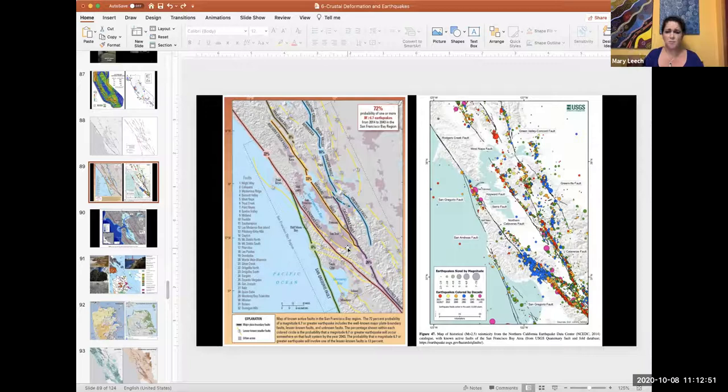So if we were to look at the total, you're estimating the motion on these plates in Lab 5B. That motion is divided up across all of these faults. So together they share that offset.